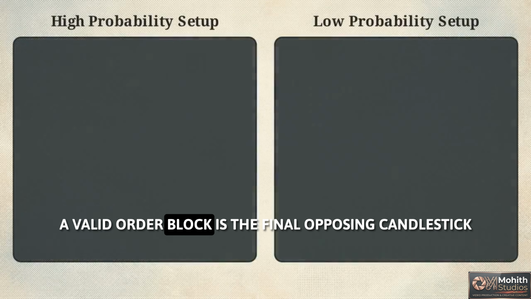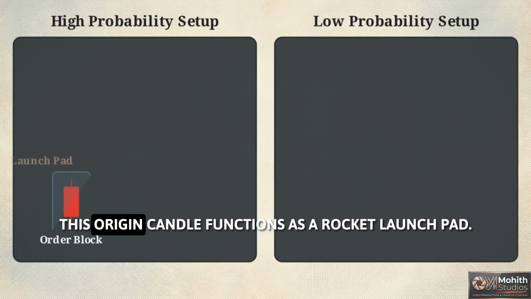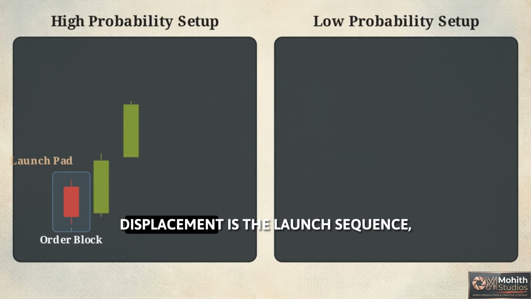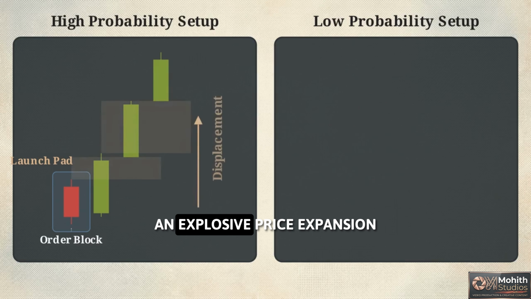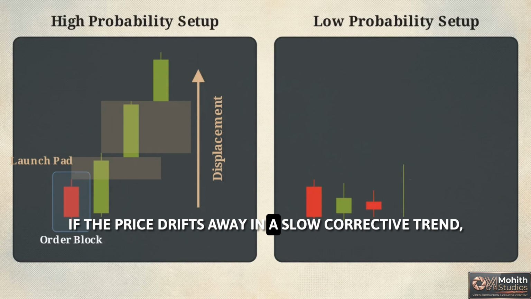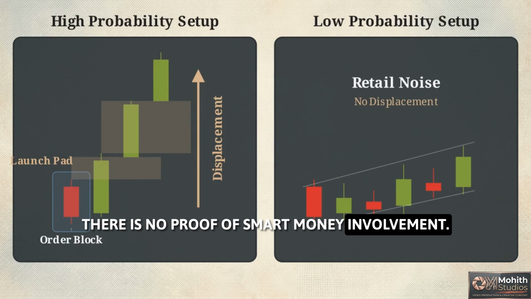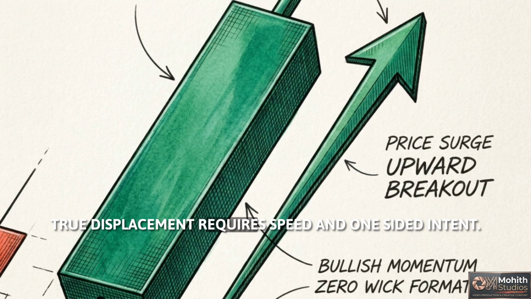A valid order block is the final opposing candlestick right before an impulsive directional move. This origin candle functions as a rocket launch pad. Displacement is the launch sequence, an explosive price expansion, leaving the block behind with massive volume. If the price drifts away in a slow, corrective trend, there is no proof of smart money involvement. True displacement requires speed and one-sided intent.